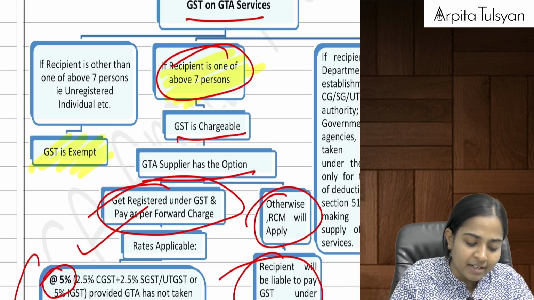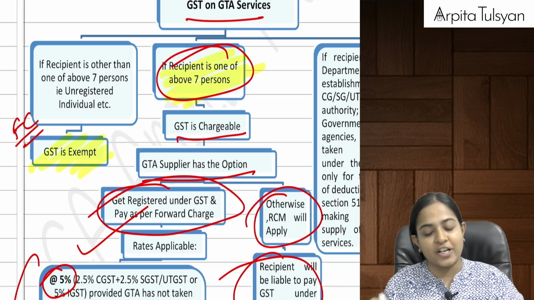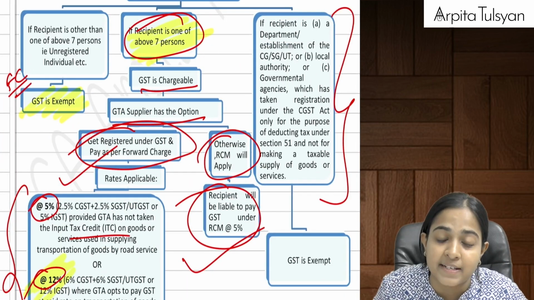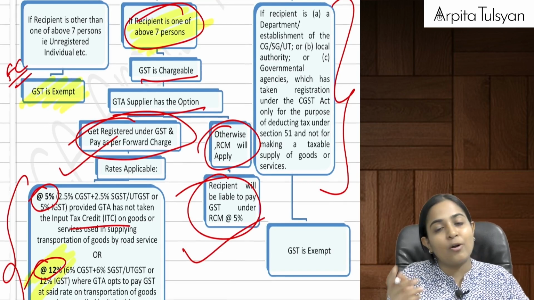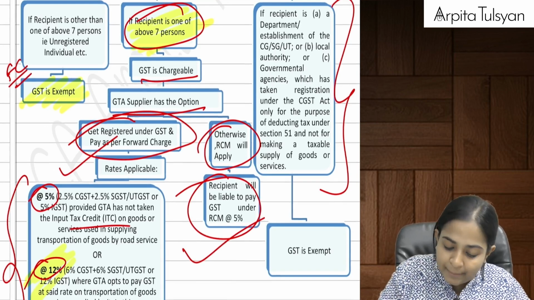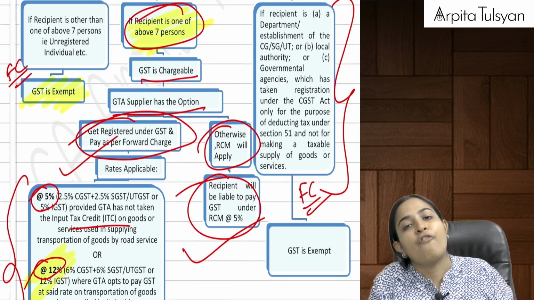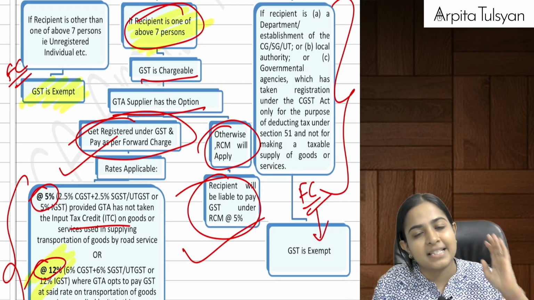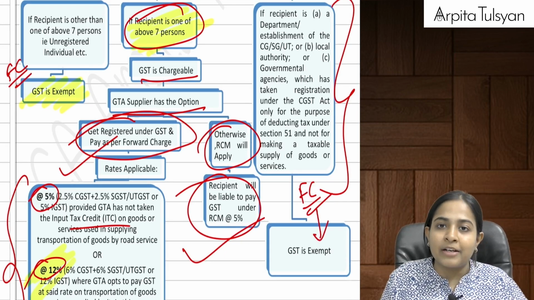But here before exemption we can say that forward charge will be applicable, and if the recipient is that government which has got itself registered only for the purpose of GST, then also we had studied that RCM is not applicable. If RCM is not applicable, it means forward charge is applicable, and then we will see in the further chapter that government has given us some exemption. Are you clear with this? So what is the conclusion?